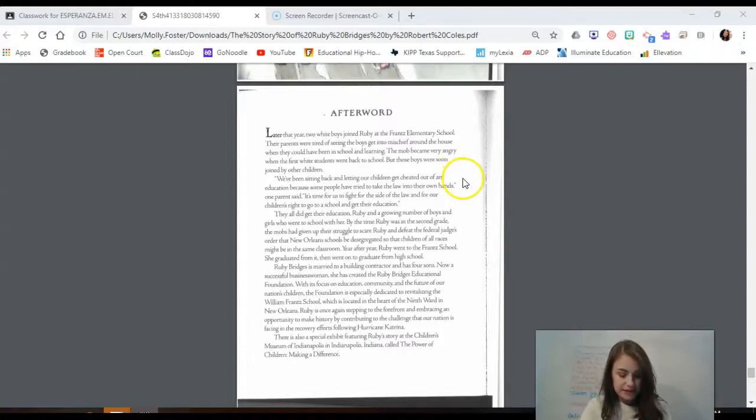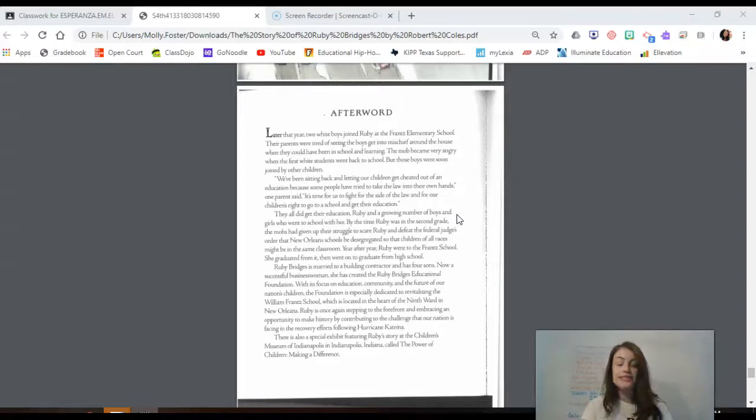We've been sitting back and letting our children get cheated out of an education because some people have tried to take the law into their own hands, one parent said. It's time for us to fight for the side of the law and for our children's right to go to a school and get their education. They all did get their education, Ruby and a growing number of boys and girls who went to school with her. By the time Ruby was in 2nd grade, that is how old you all are, the mobs had given up their struggle to scare Ruby and defeat the federal judge's order that New Orleans schools be desegregated so that children of all races might be in the same classroom.